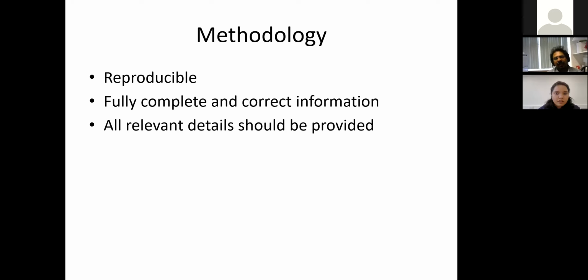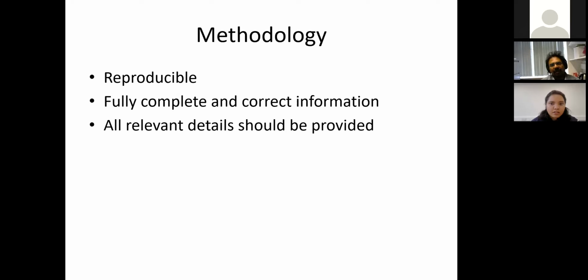Rather than saying it was stirred for 10 minutes, you say that it was stirred initially for 5 minutes, kept for 10 minutes, and then stirred again for 5 minutes. Even though it wasn't intentional, you should give that type of minute detail, because chemical reactions can be very sensitive. So every minute detail should be given so that another person can reproduce it. It should be complete, and it should give correct information. And all relevant details should be provided.